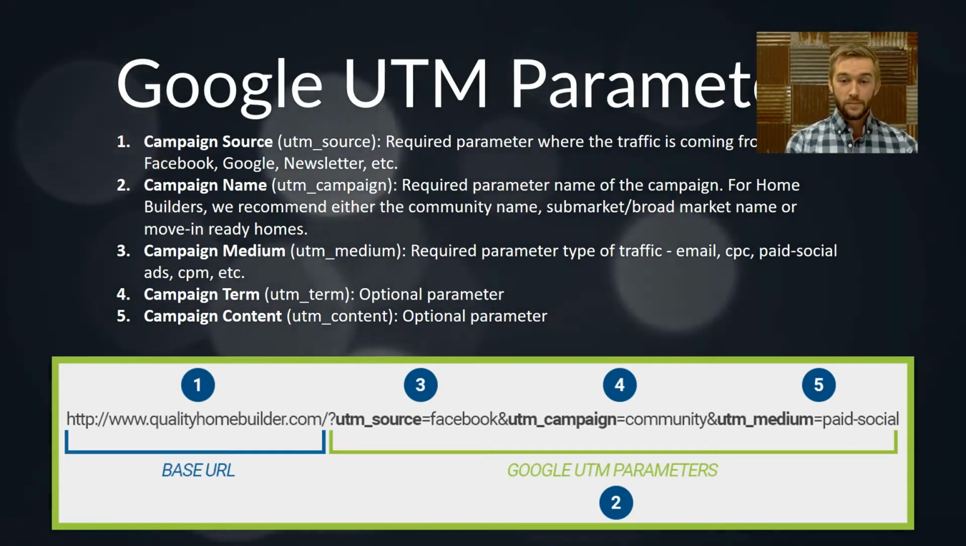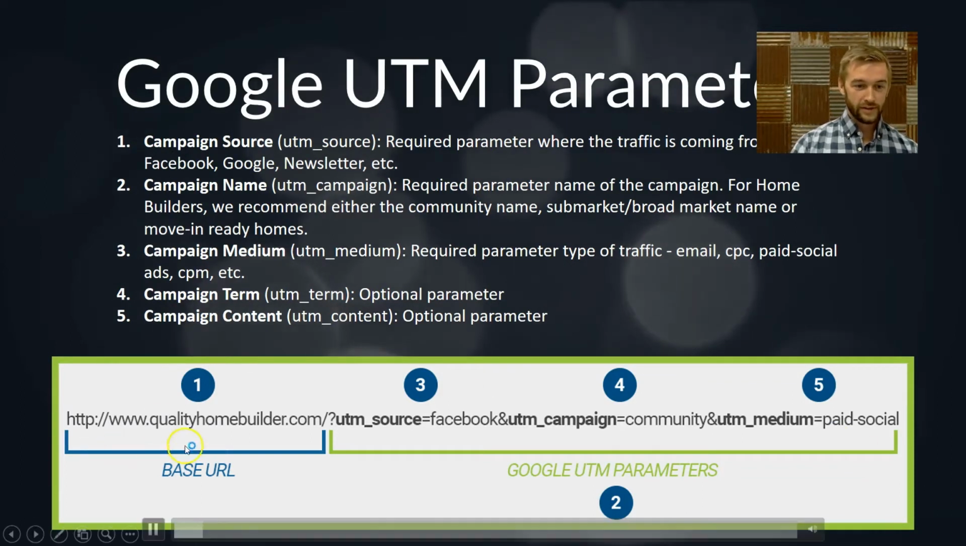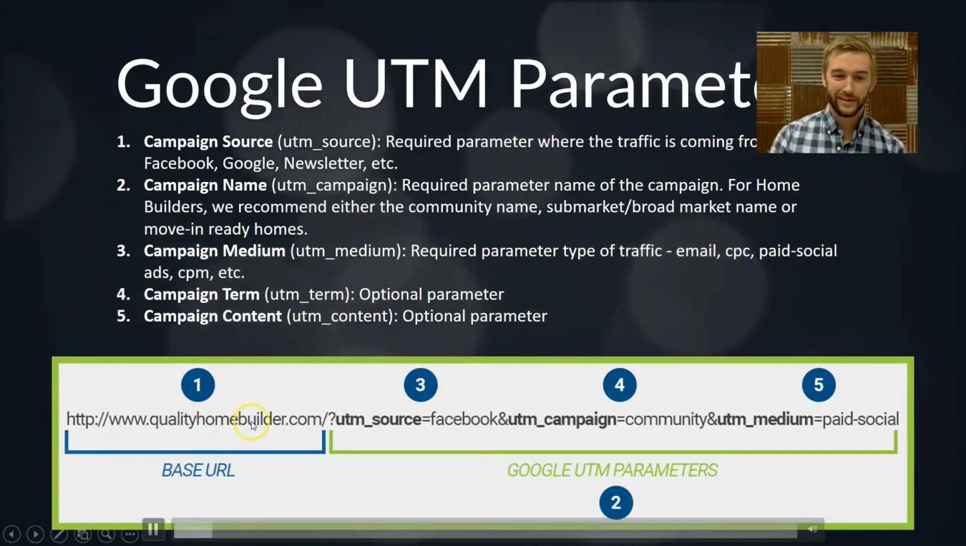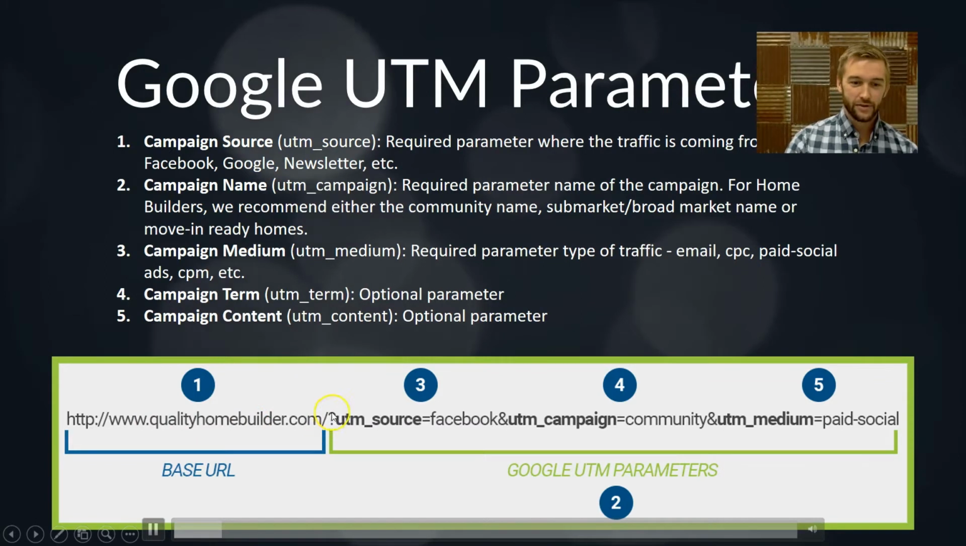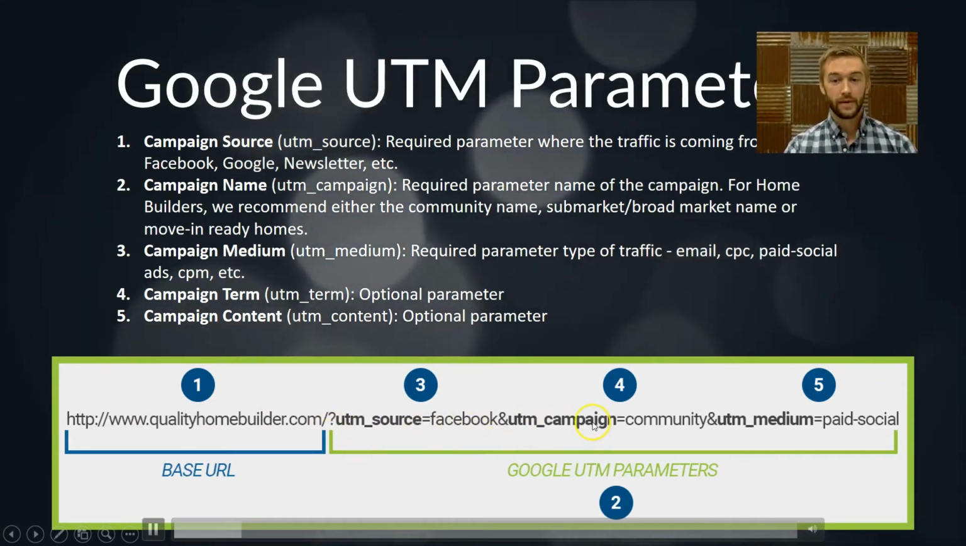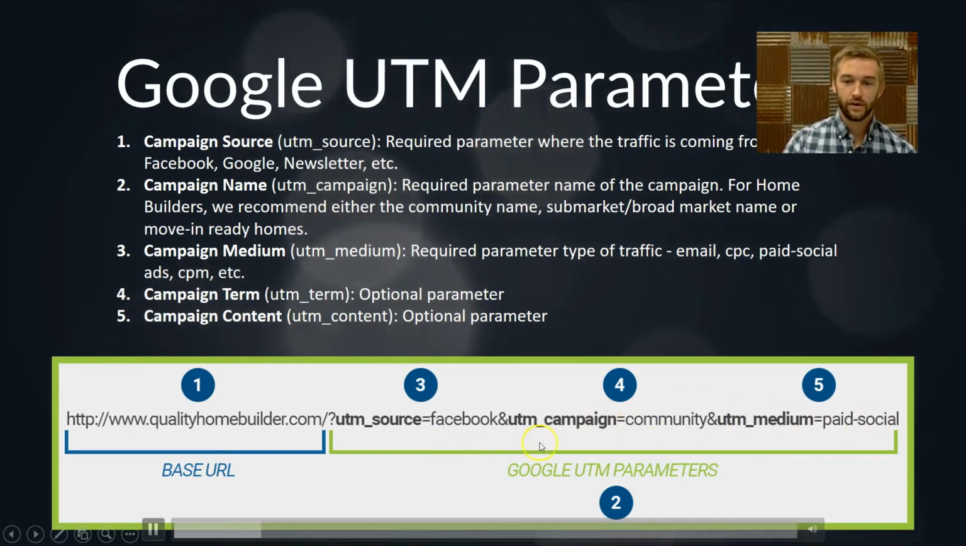So here's what a beautiful UTM URL looks like. If you look at the very bottom down here, we have qualityhomebuilder.com, and then anything after and including that question mark: utm_source equals Facebook, utm_campaign equals community, and utm_medium equals paid social. That is all the Google UTM parameters.